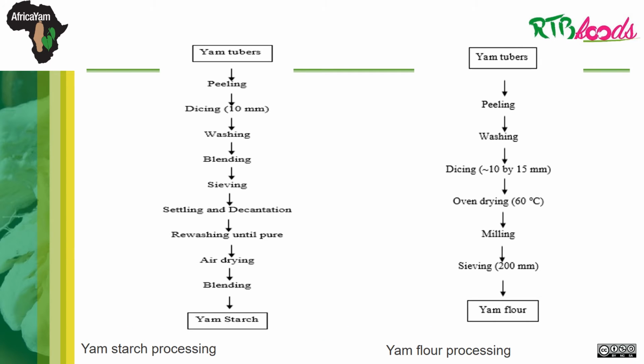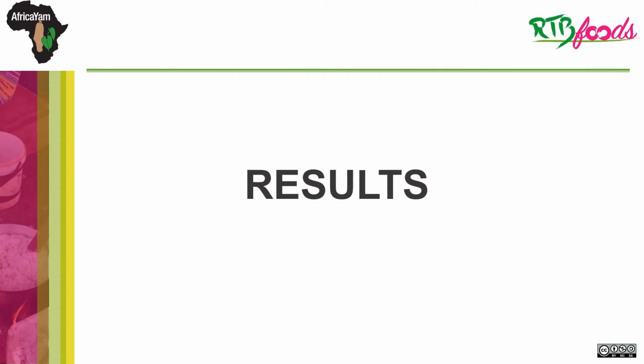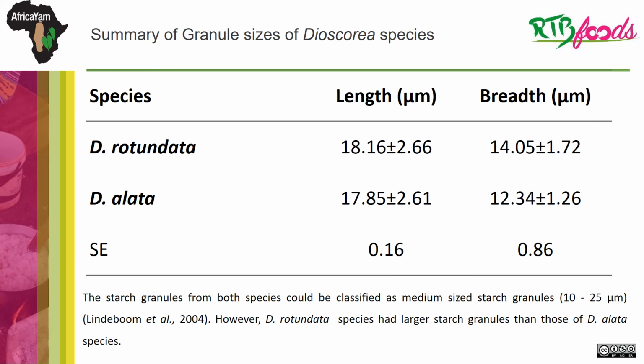This is the flow diagram for yam starch processing and also the flow diagram for the yam flour processing. Let's go to the results now. Remember I said that I will base the results on the yam that we have collected in the period 4. I will only summarize. From the results so far that we have gotten from these varieties, I'm presenting the summary results. The D. rotundata, we can see the length, and the D. alata.